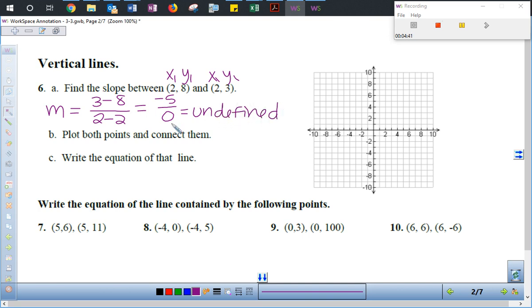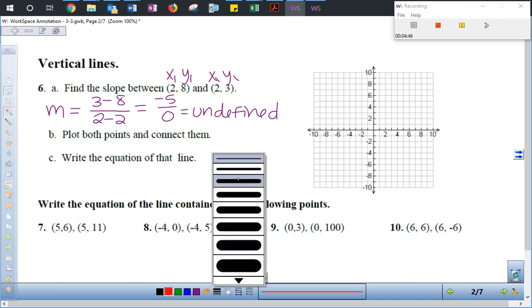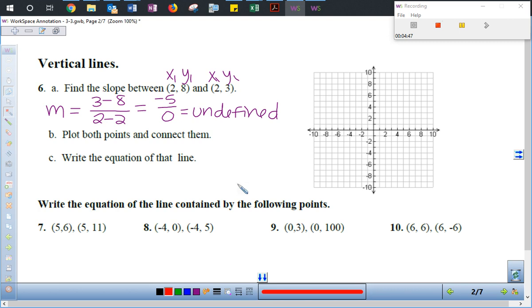Okay, we cannot leave it as this fraction here because that's not simplified. My slope is undefined. Now part B says plot both points and connect them. So I want 2, 8. I'm going to go to the right 2 and up 8. And then I have 2, 3. So I'm going to go to the right 2 and up 3. Then I can get my straight edge and connect it all the way through and end it with arrows.